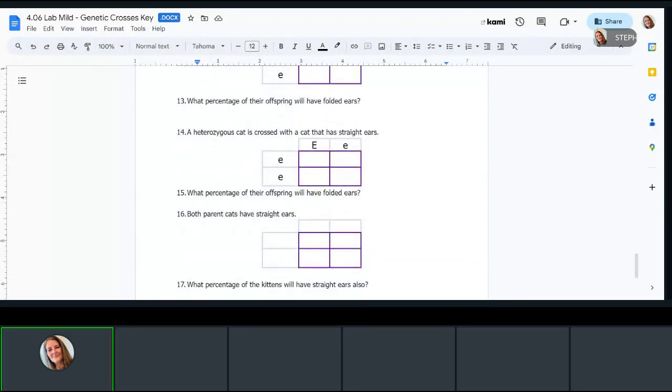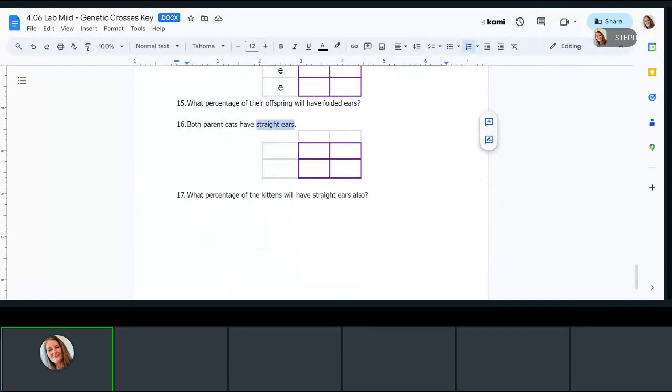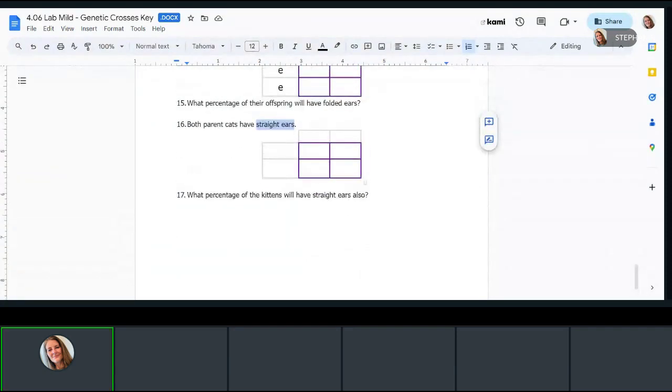Then you have parents where both cats have straight ears. So what's going to go in this one? Both cats have straight ears. And what's the percentage of kittens that will also have straight ears? Right here, last question. If both of your cats have straight ears, what's the percentage of their offspring, their kittens, that will have straight ears? Fill in the letters here, and then fill in your box.